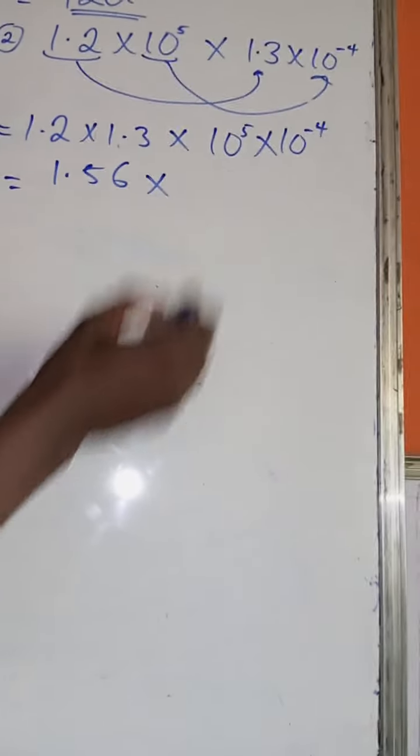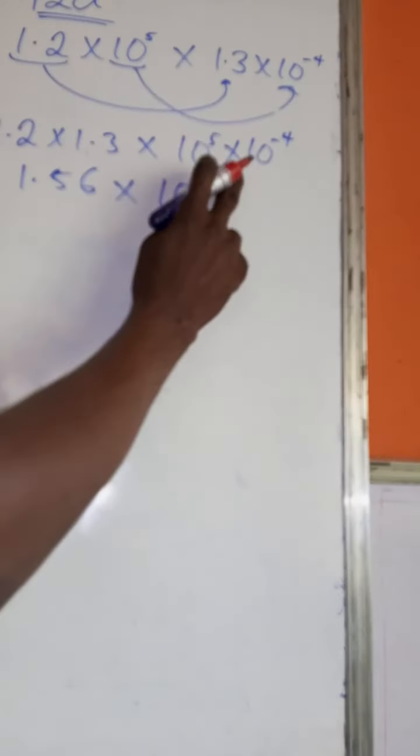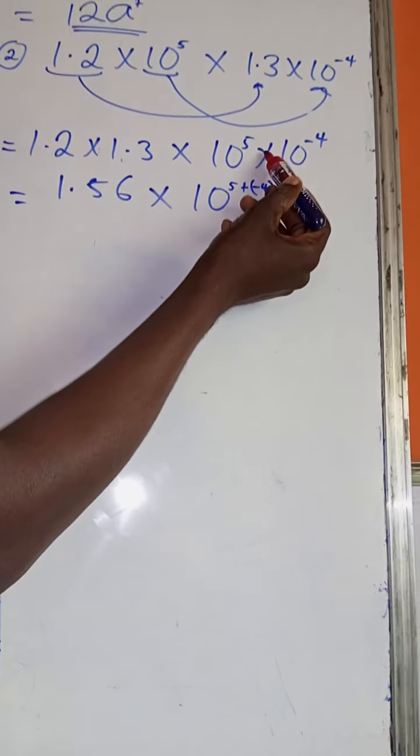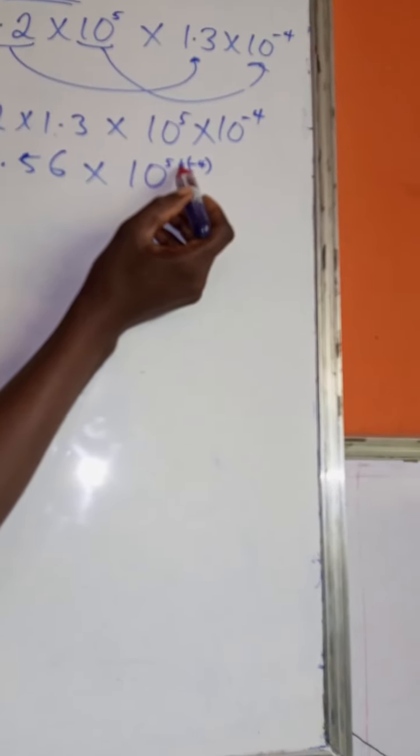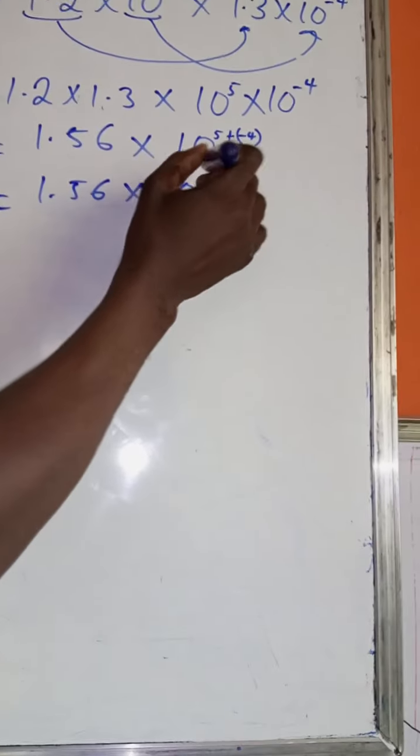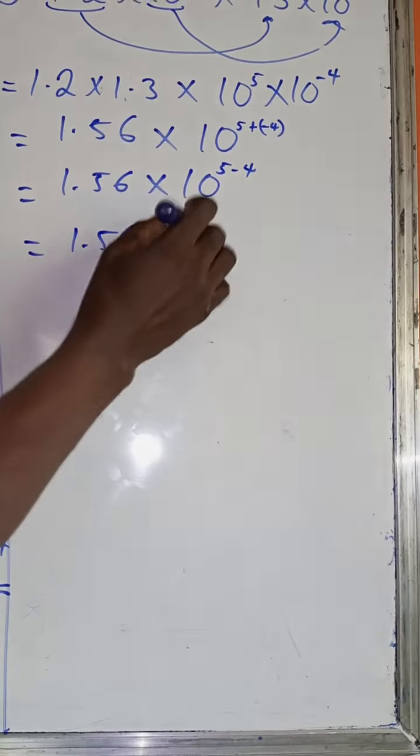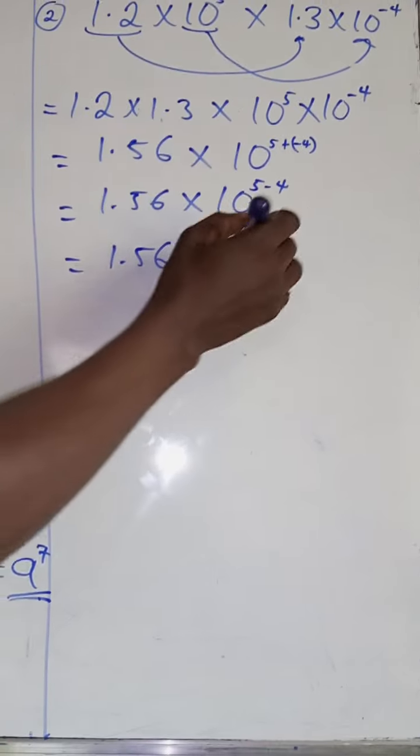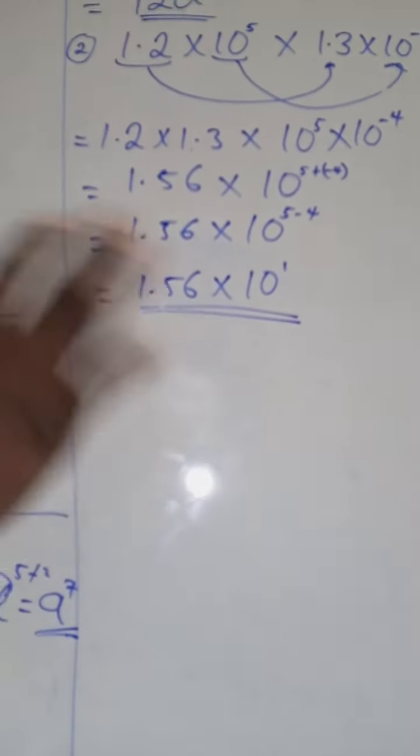1.56. Multiplied by this, I will now introduce the law of indices. Multiplication is in between, so I add the powers: 5 plus minus 4. This one changes to plus, but this one is already minus 4, so it will be plus times minus. So it will be 1.56 times 10 raised to power 5 plus times minus, minus, which is 1.56 times 10 raised to power 1. Raised to power 1, I might not write it or I may write it, there is no problem there. But here it is in standard form, so I don't need to do anything.